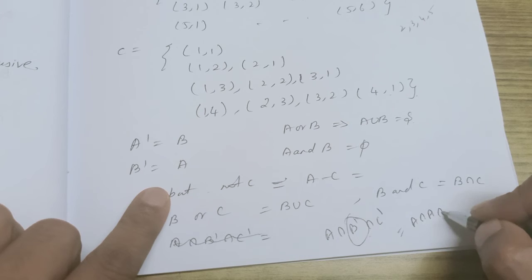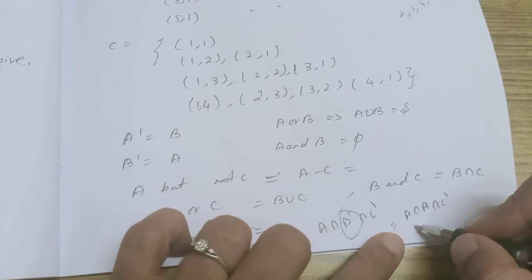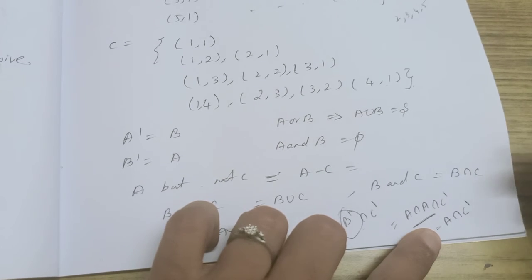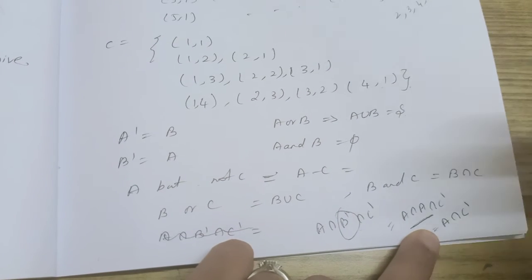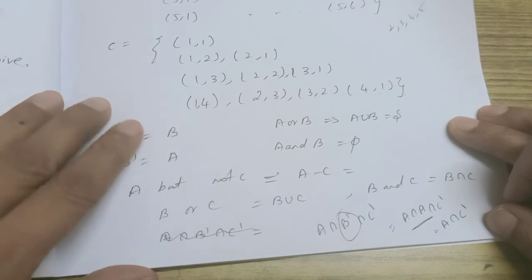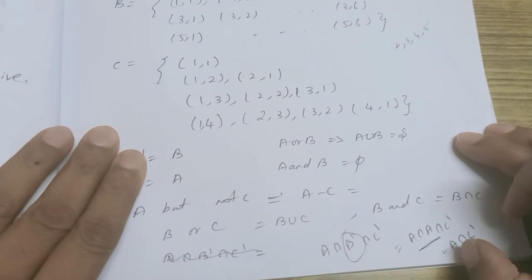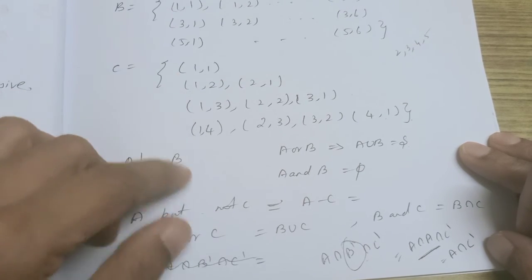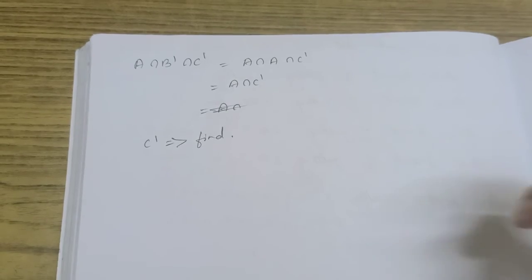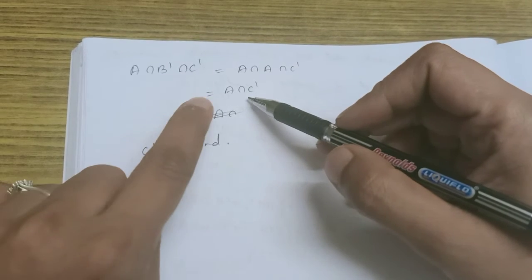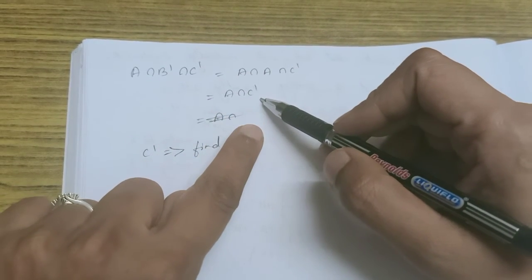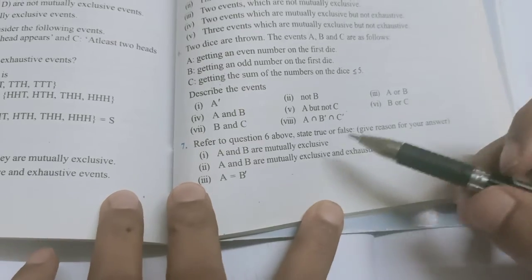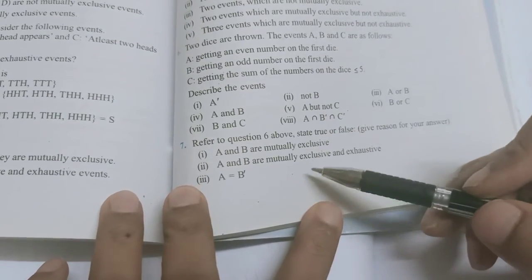B dash is nothing but A, so we have A intersection C dash. A intersection A will be A only, intersection C dash. So we actually have to find the intersection between two sets: A and C dash. Better to write what C dash is. After that, you take the intersection. I have written the same calculation here. You write A and you write C dash separately. Find the common elements.